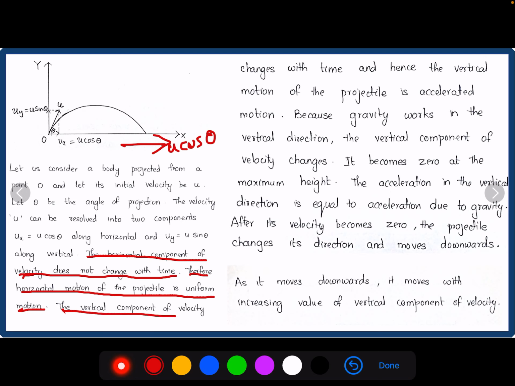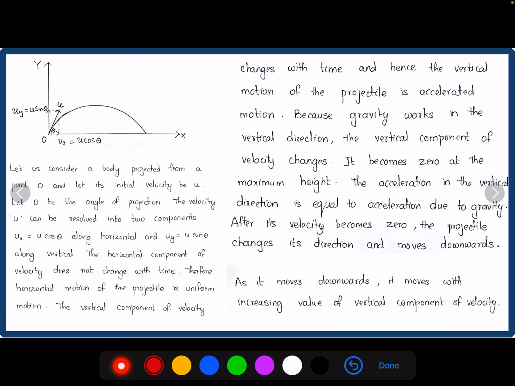But the vertical component of velocity changes with time. Therefore, vertical motion of the projectile is accelerated motion. That means upward motion is accelerated, because gravity is working in the downward direction, that is the vertical direction. Why does the vertical component change while the horizontal does not? Because in the vertical direction, gravity is working.